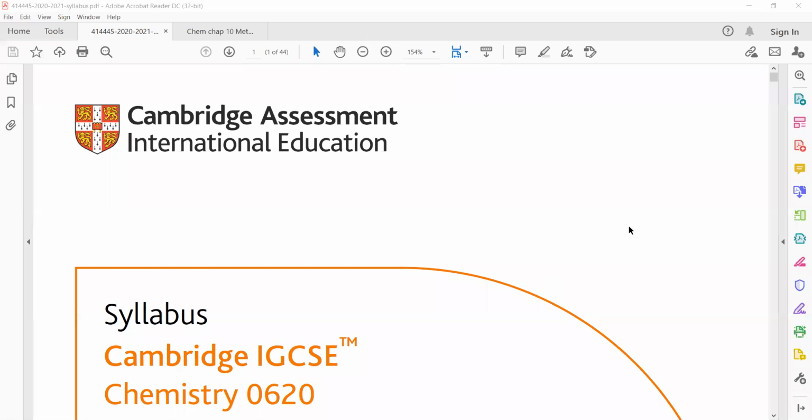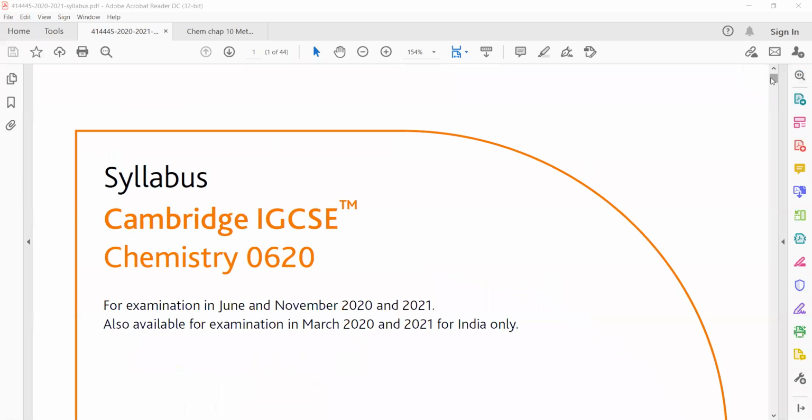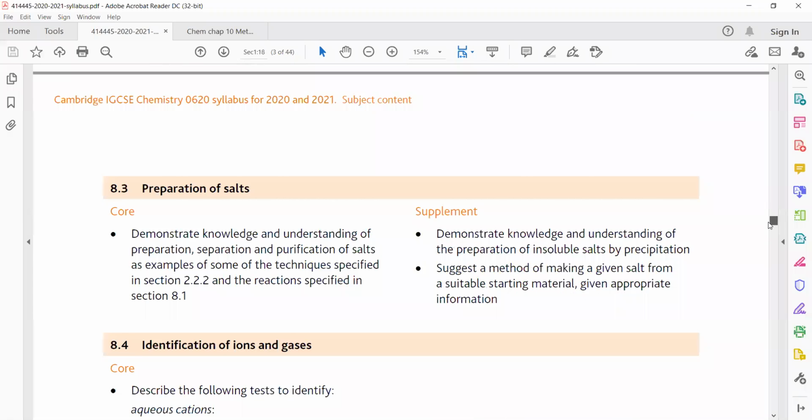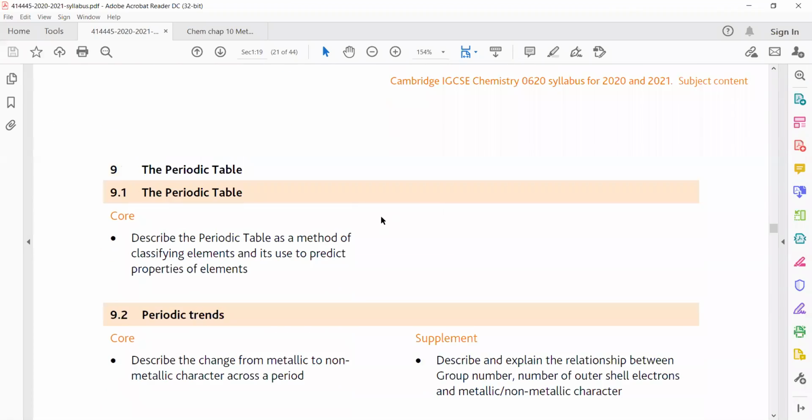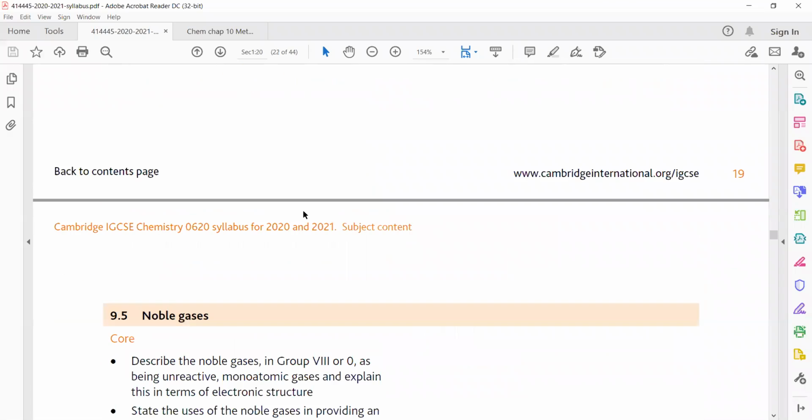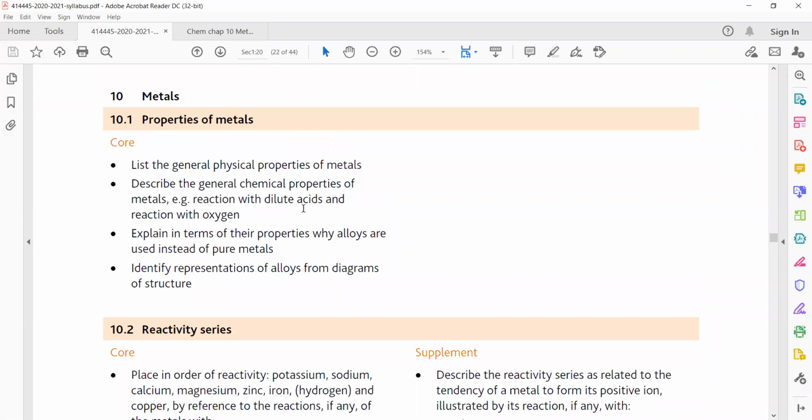So, quick revision from the syllabus. We completed topic 9 in the last session, which was about the periodic table. And today we'll discuss topic 10, the properties of the metal.